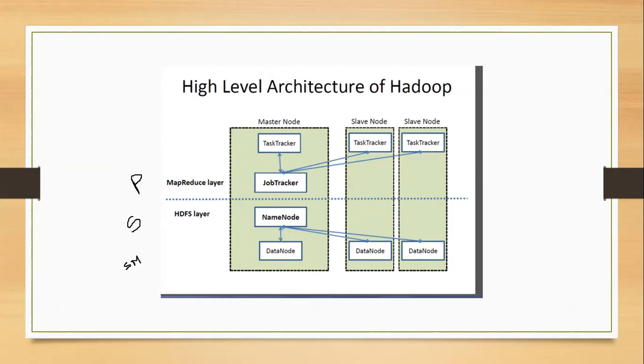Okay, another thing is that we have the MapReduce layer, which is for the processing. Now for the processing, we do have the master-slave architecture only. The master over here is the job tracker and the slave over here is the task tracker.